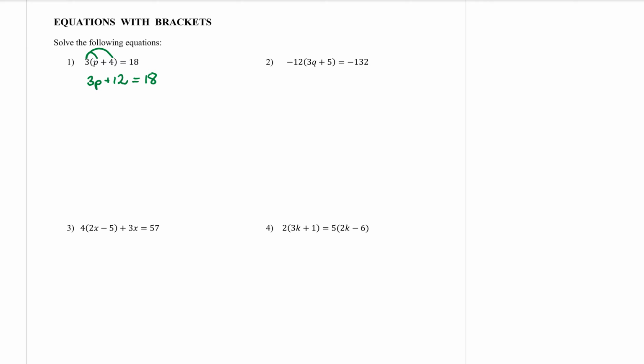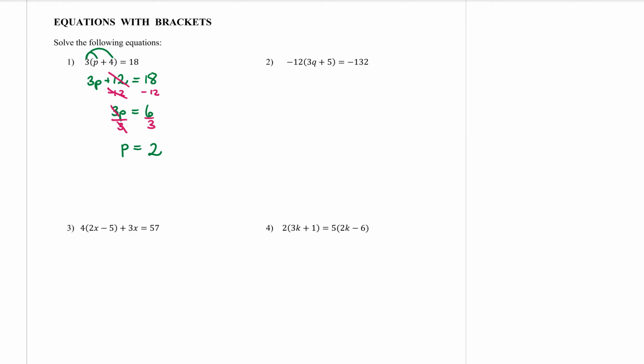So the first one I need to move is this 12. The opposite of a plus 12 is a minus 12. Cancel off the 12s. 3p is left. 18 take away 12 is 6. Now to get rid of that 3, because it's multiplied, I divide by 3. Cancel the 3s off. p is by itself. 6 divided by 3 is 2.